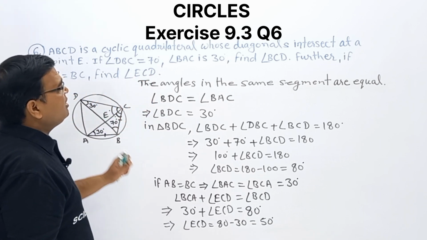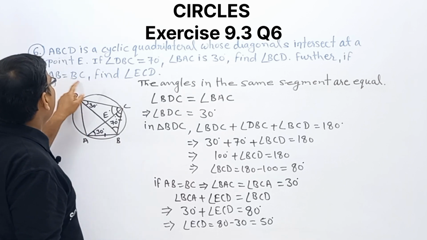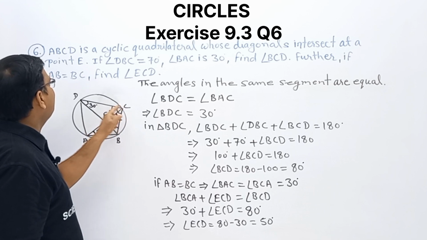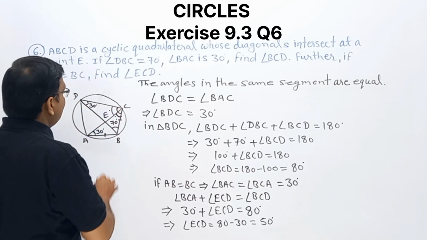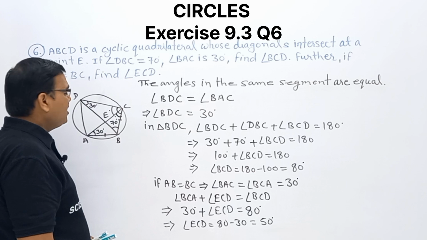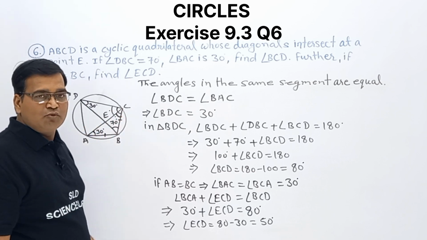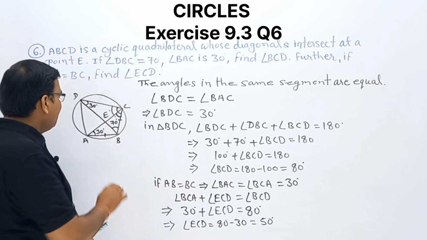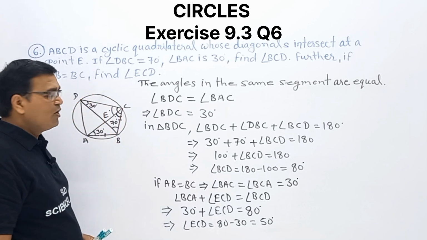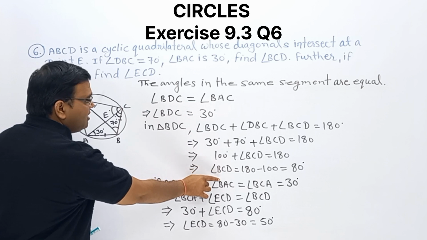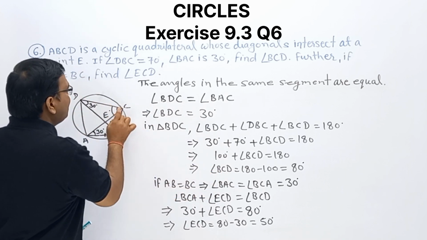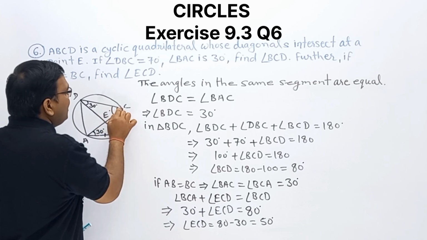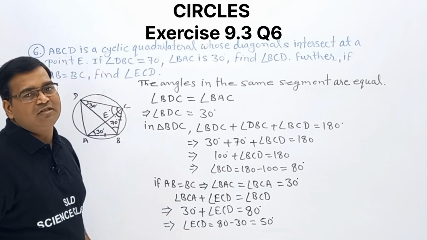And one thing we have in the question: if AB equals BC, then what will be the ECD, this angle. Once this side equals this one, it means this triangle is isosceles. So we can say equal sides, opposite angles will be equal. It means this 30, this will be 30. Total angle BCD we obtained as 80 degree. This will be 30 degree. So this will be 80 minus 30, 50 degree. This is the required answer.